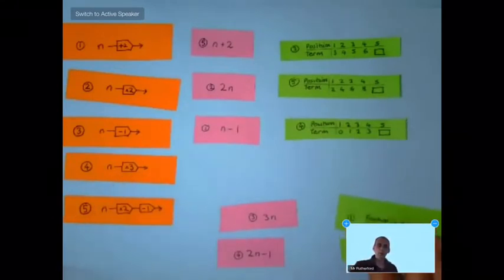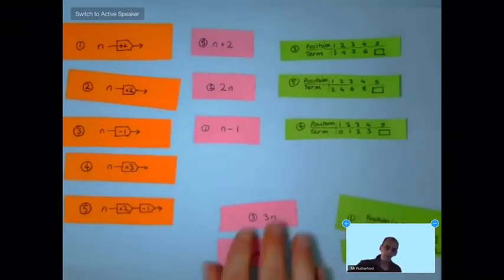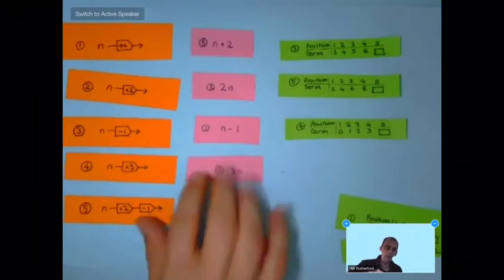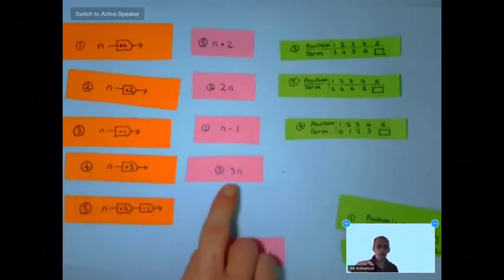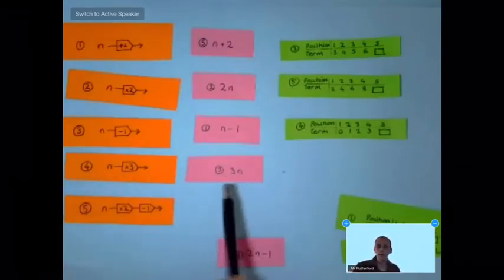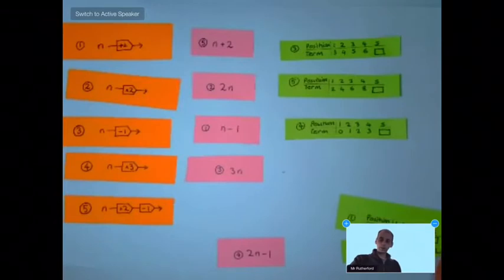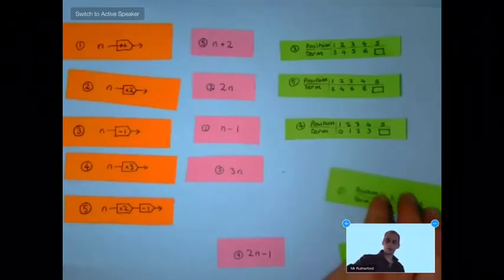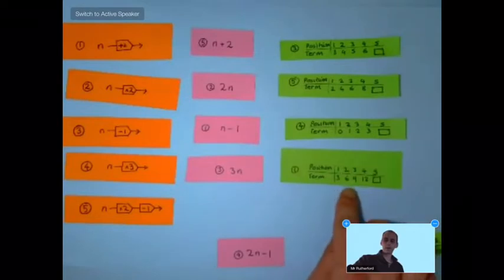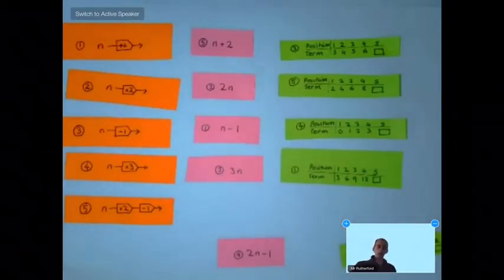N times 3, hopefully you got as 3n. So if we times n by 3, we get 3n. It's almost like the times is hidden when you've got a number times by a letter. So we're looking for the 3 times table. There we go. 3, 6, 9, 12.